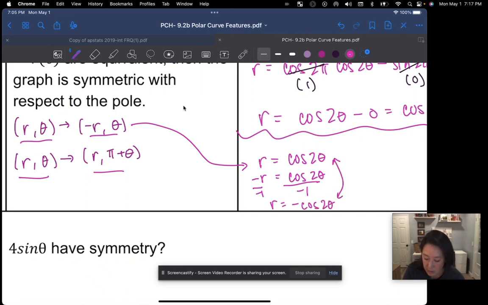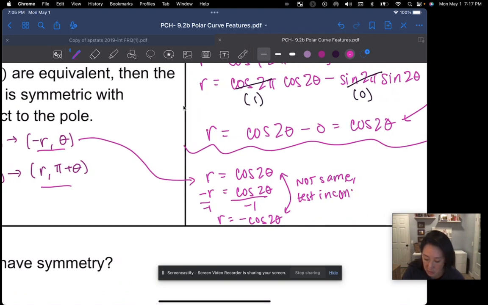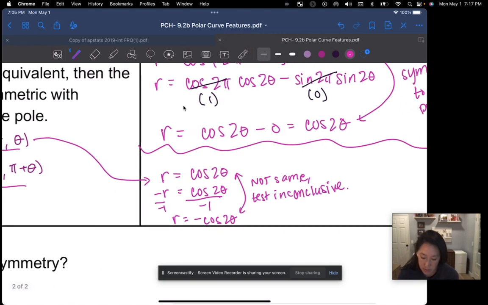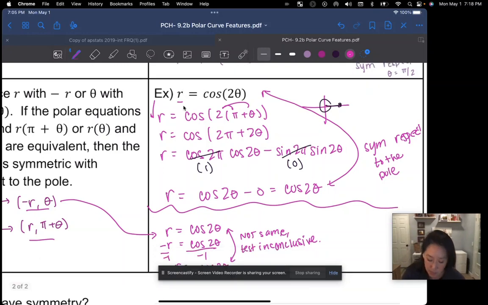Well, these are not the same. So the test is inconclusive. We don't know if we have symmetry or not. So if we had started with that test, we would have had an inconclusive result, and then I would have tried this test instead, replacing r with r and theta with pi plus theta. Okay, so let's do one more.